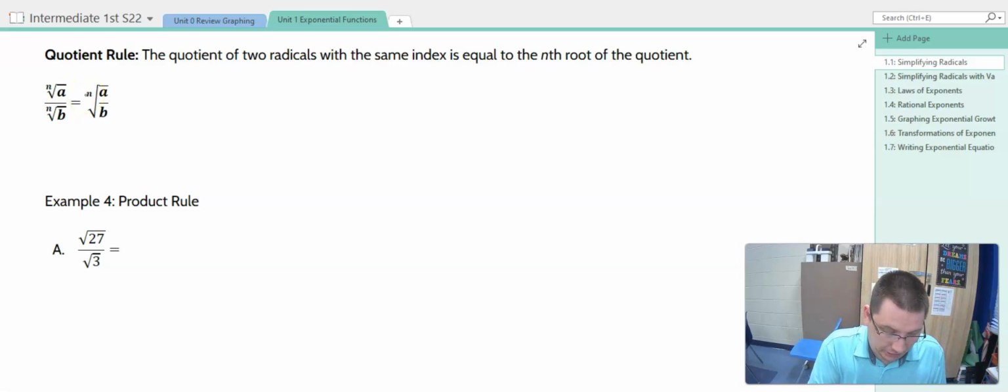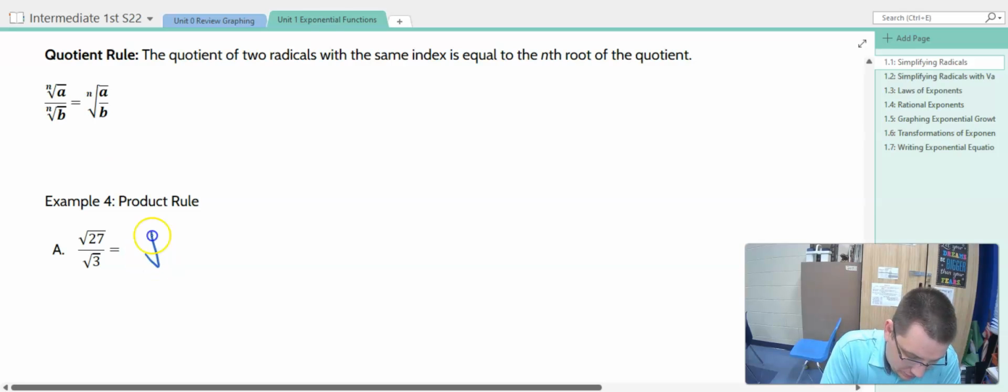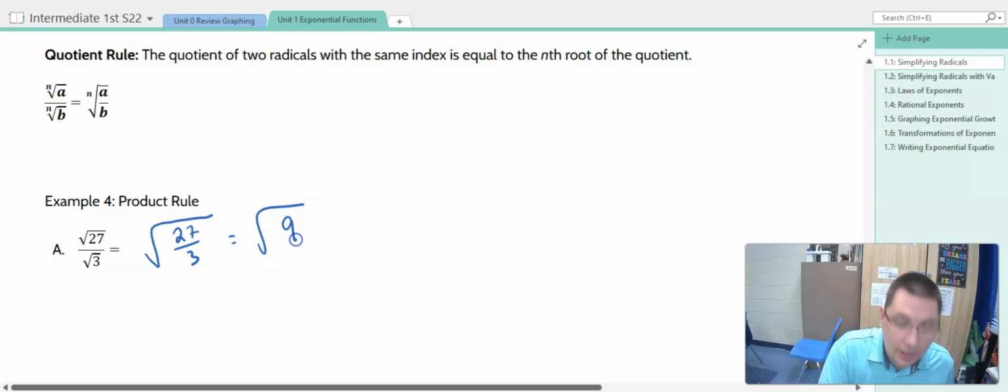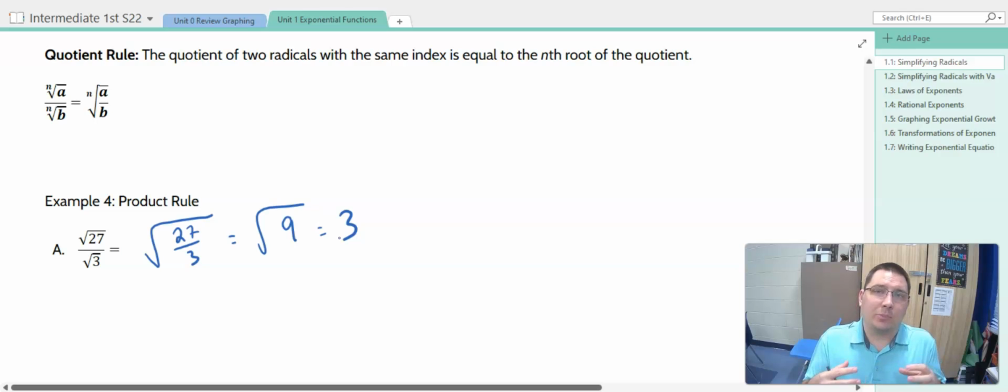And so when we look at example A, we take the square root of 27 over the square root of 3. We can rewrite that as one square root of 27 over 3. Well, what's 27 divided by 3? Well, that gives us 9. And the square root of 9 is equal to 3. So we see that we can use these properties to simplify even further.